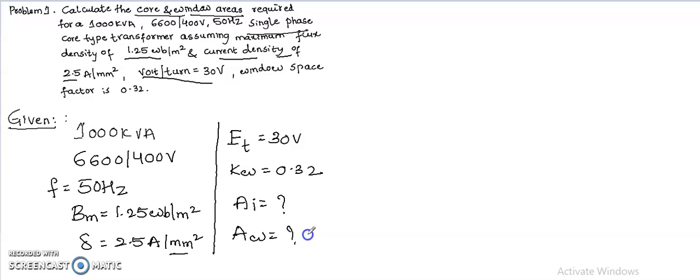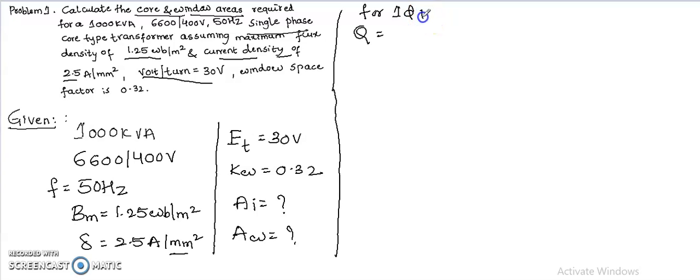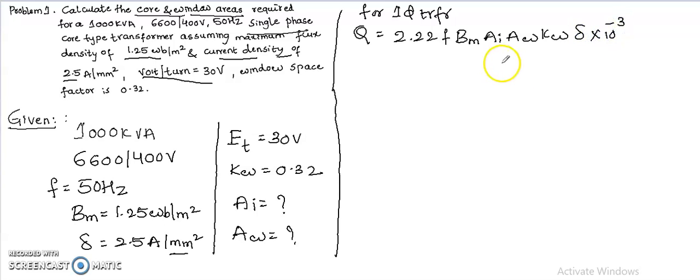We have to calculate Ai and Aw with the help of the output equation of the transformer. So what is that output equation? For a single phase transformer, Q is equal to 2.22 f, flux, or in terms of Bm we can also write, Q is equal to 2.22 f Bm Ai Aw Kw delta 10 to the power of -3. This is the output equation of a single phase transformer.